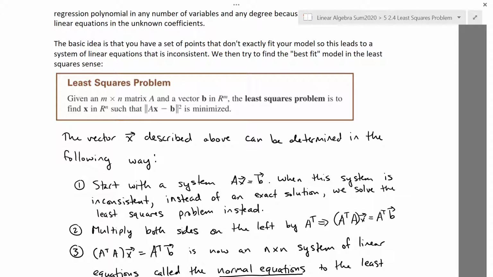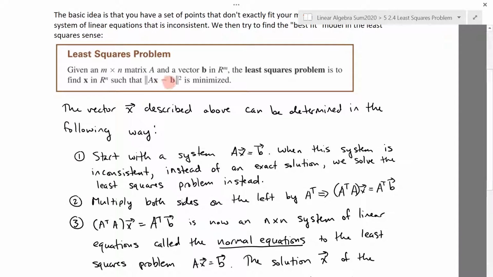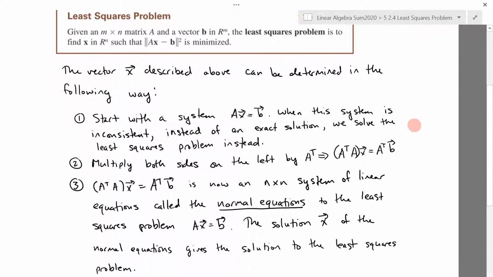Because we're looking at systems where Ax equals b doesn't have an exact solution, we can solve the least squares problem by following this procedure. Right, so you start with your system Ax equals b, then you multiply both sides on the left by A transpose, so you get a new system of linear equations. Right, so because A is m by n and A transpose is n by m, this new system of linear equations is now an n by n system.